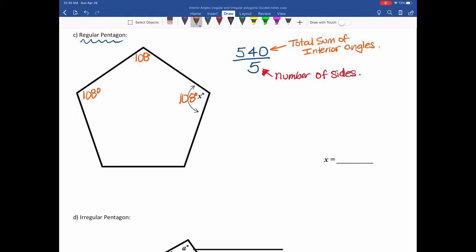And if you don't trust that answer, just add up 108 5 times, or just do 108 times 5, and you should end up with 540. So that's 540 degrees right there. Now, this is an easy problem to do because we knew it was regular. Regular shapes have the same angle. Every angle is the same.